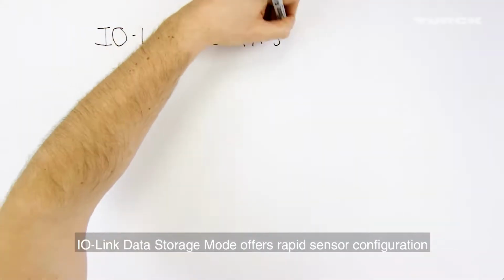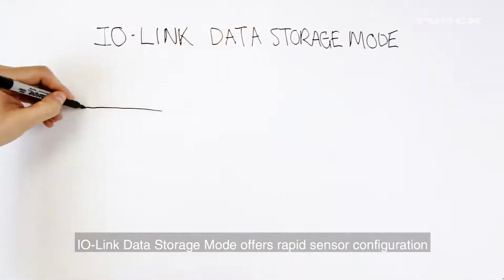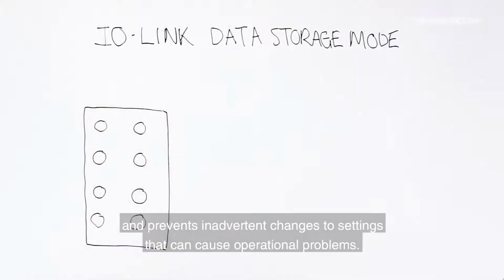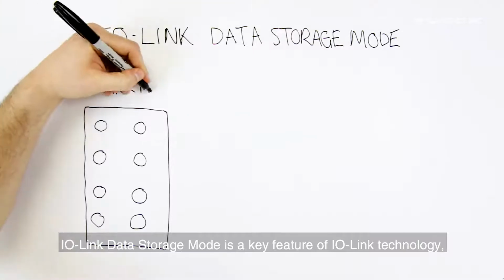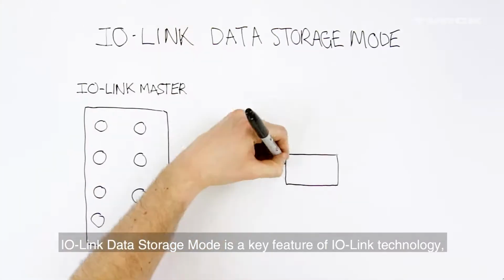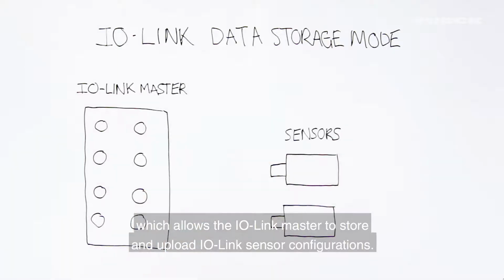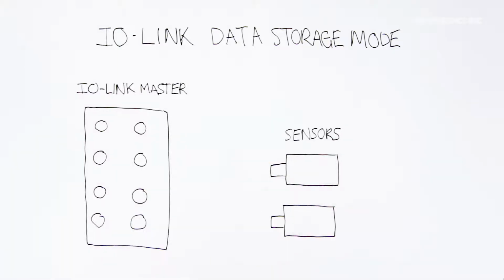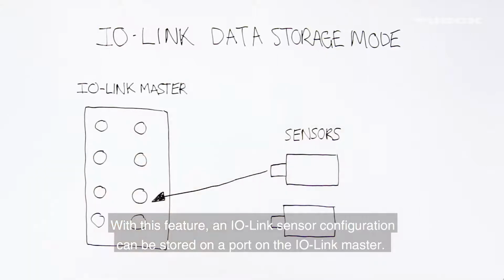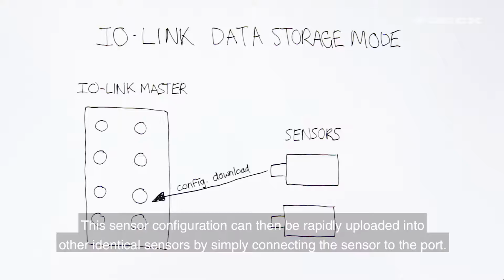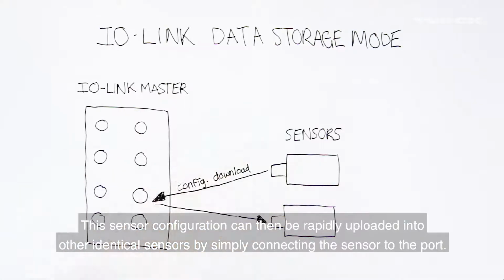IO-Link data storage mode offers rapid sensor configuration and prevents inadvertent changes to settings that can cause operational problems. IO-Link data storage mode is a key feature of IO-Link technology, which allows the IO-Link master to store and upload IO-Link sensor configurations. With this feature, an IO-Link sensor configuration can be stored in a port on the IO-Link master. This sensor configuration can then be rapidly uploaded into other identical sensors by simply connecting the sensor to the port.